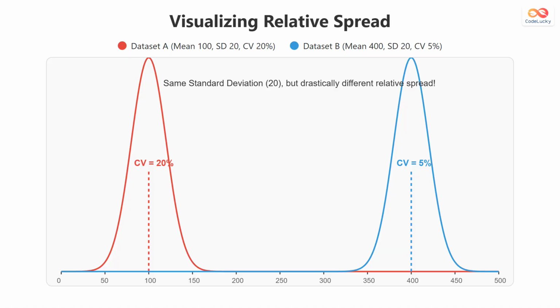Let's visualize this. Here we have two bell curves. The red curve and the blue curve both have the exact same standard deviation of 20. However, the red curve has a mean of 100, while the blue curve has a mean of 400. Notice how the red curve looks much wider relative to its position on the axis. That is because 20 is a large chunk of 100. For the blue curve, 20 is a tiny fraction of 400, making the spread look tighter relative to the mean. The CV captures this difference perfectly.